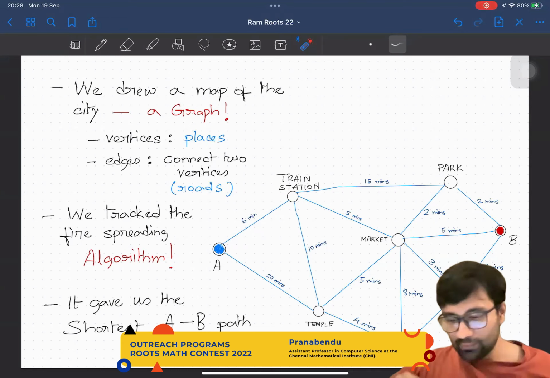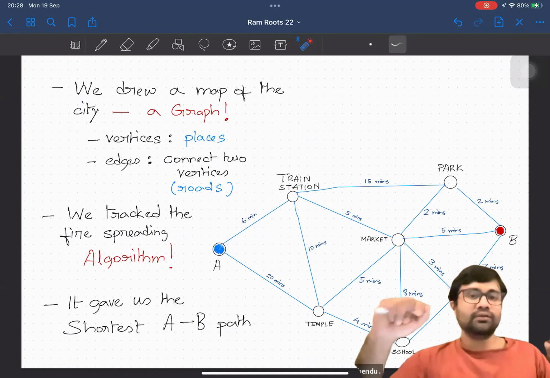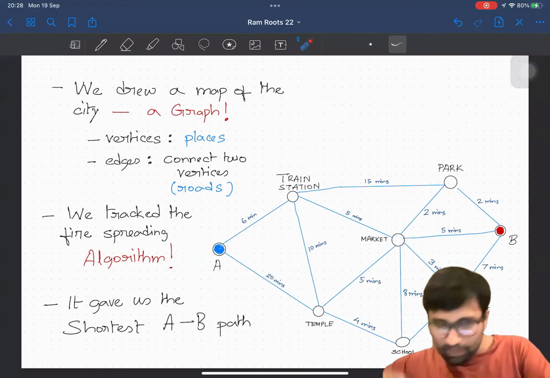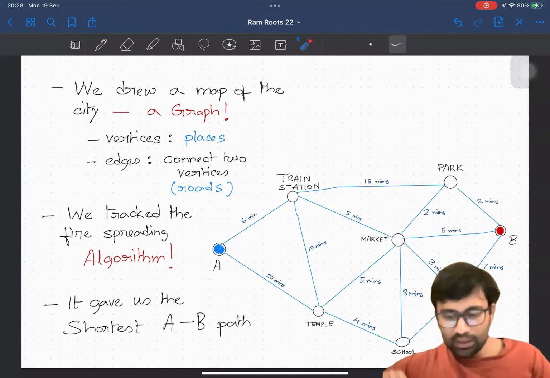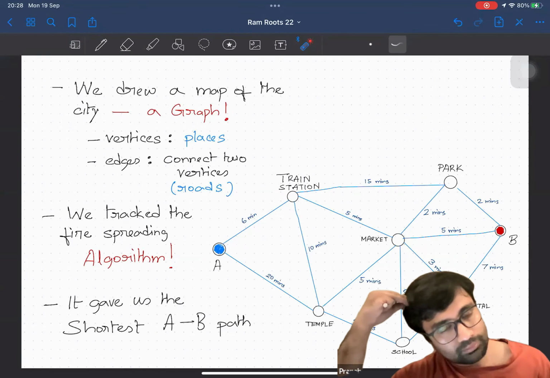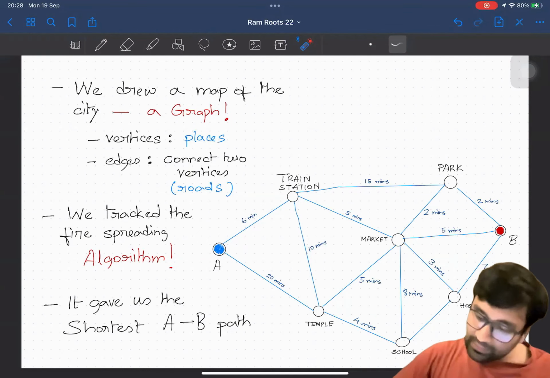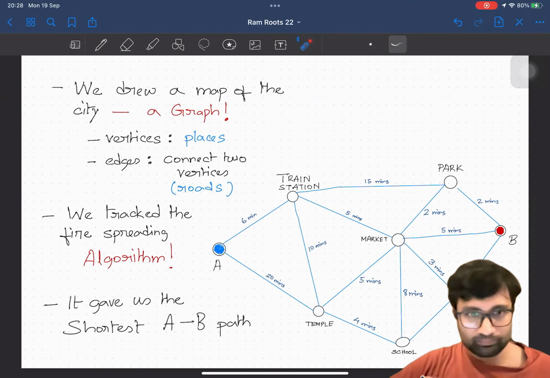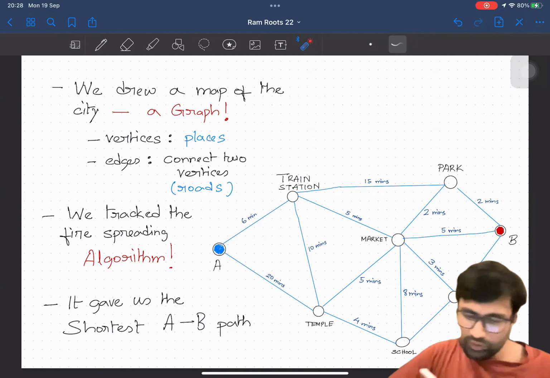So instead of actually setting things on fire, we just give this map, this graph, to the computer and ask the computer to find the track. The process of finding this track is called an algorithm. Right. So we all did this, no?